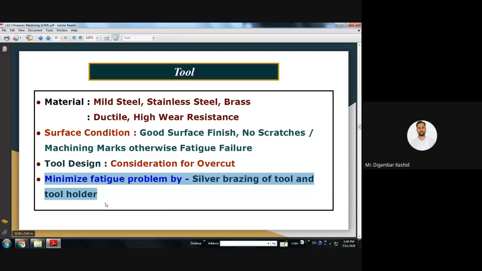If you want to minimize the fatigue problem, we have one solution: we can go for silver brazing of the tool and the tool holder. By doing this silver brazing, we can minimize the fatigue failure, because fatigue failures come from the scratches and machining marks. So to minimize that, we can go for silver brazing of the tool and the tool holder.